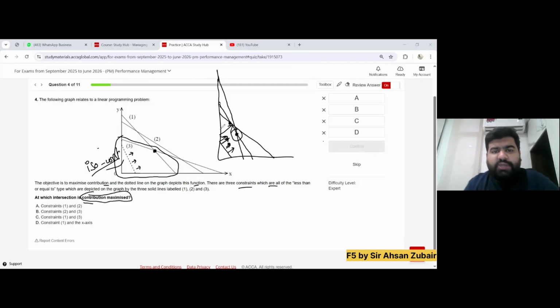So if there are 2 points, then you have to drag the line and see. When there are 2 points in the region, you have to drag the iso contribution line to see which point is far away. That intersected point will be the best point.